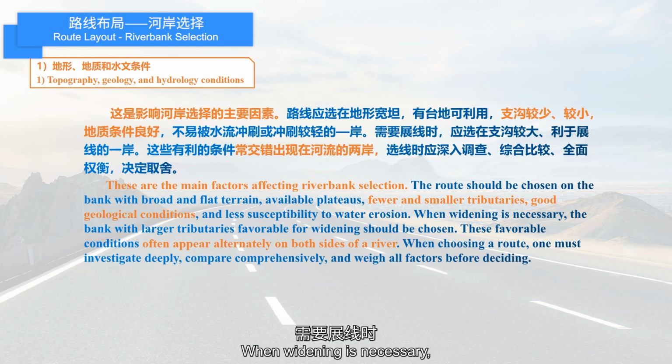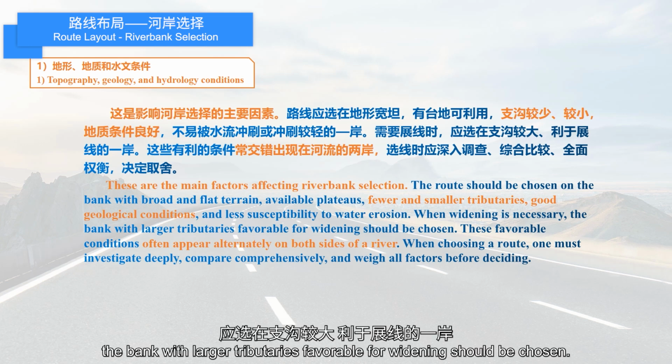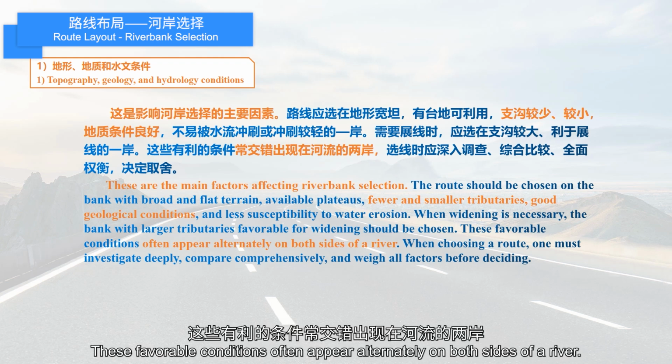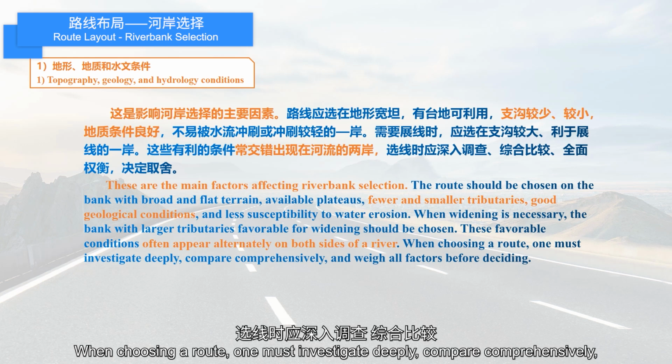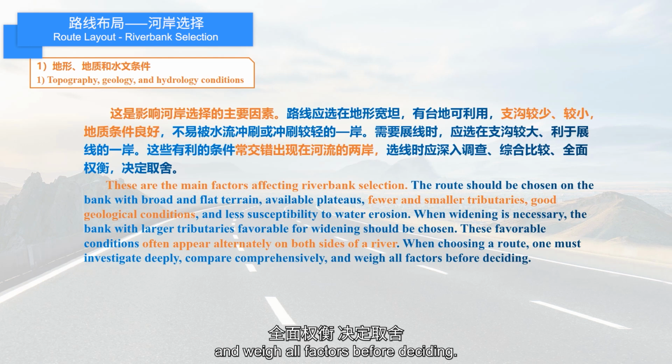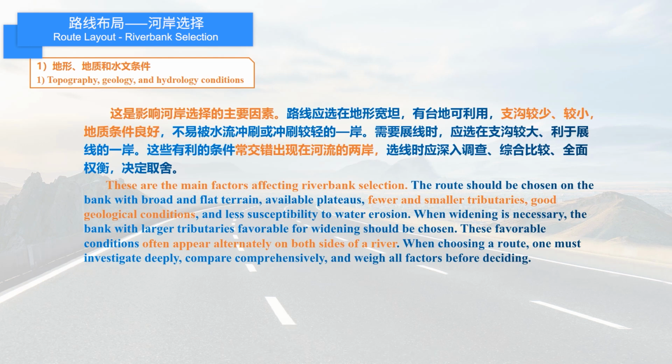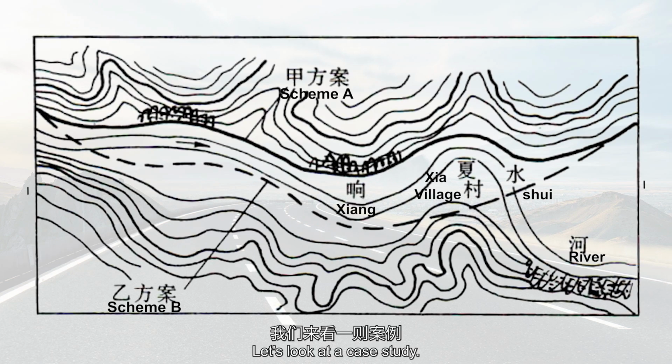When widening is necessary, the bank with larger tributaries favorable for widening should be chosen. These favorable conditions often appear alternately on both sides of a river. When choosing a route, one must investigate deeply, compare comprehensively, and weigh all factors before deciding. Let's look at a case study.